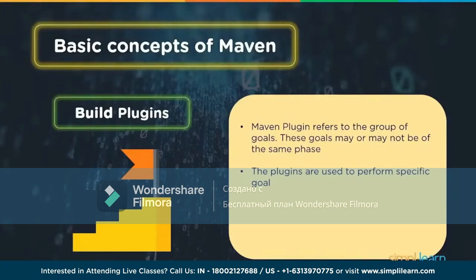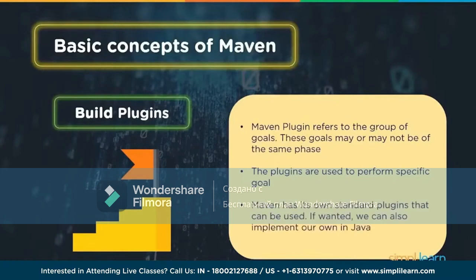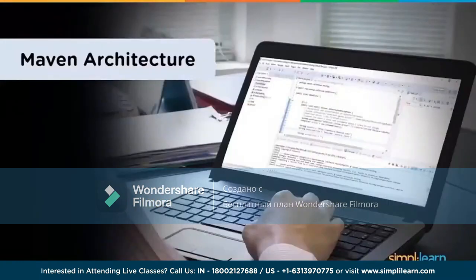So you can download a couple of plugins using which we will be able to decide how specific goals need to be achieved here. Maven has its own standard plugins that can be utilized. If you want to go for a custom one, you can do that, but pretty much you can go for the default one, and you can have specific goals executed with the help of these build plugins.